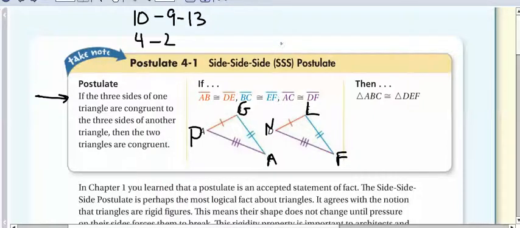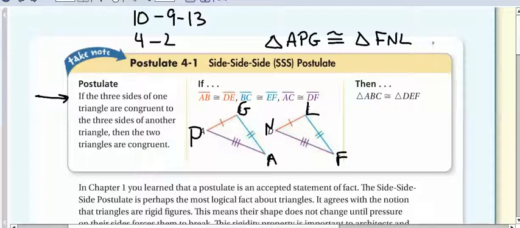Okay, so let's write a congruence statement now. A congruence statement about these two triangles. The triangle on the left. What do you want to call it, Aisha? Triangle, three letters. That's a P. Good. APG is going to be congruent to triangle FNL. Very good.